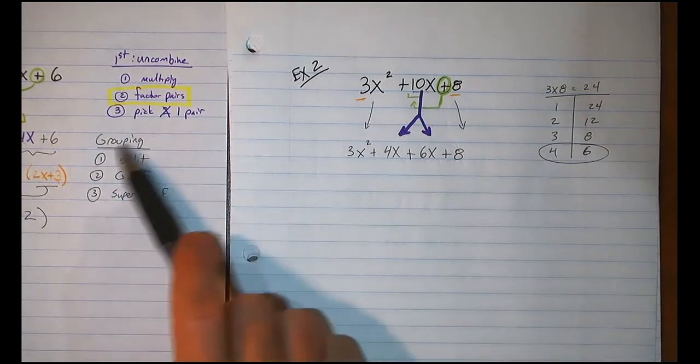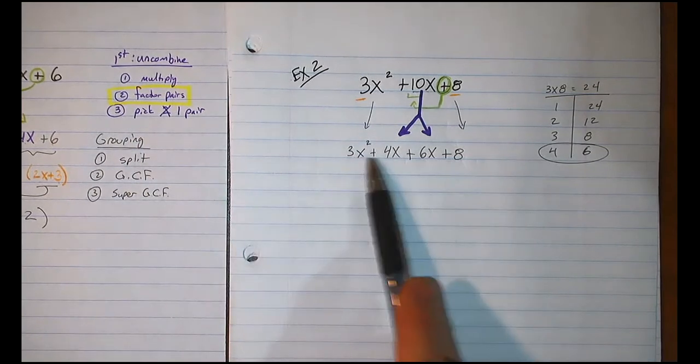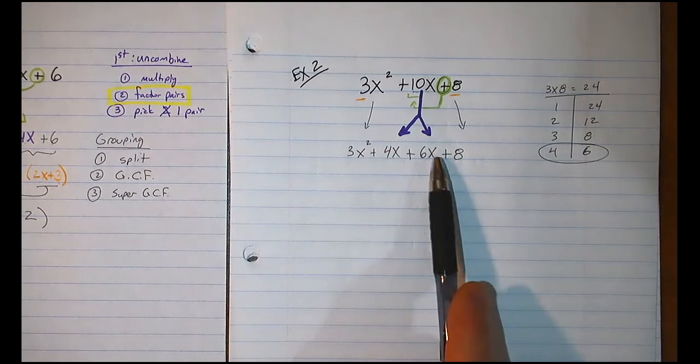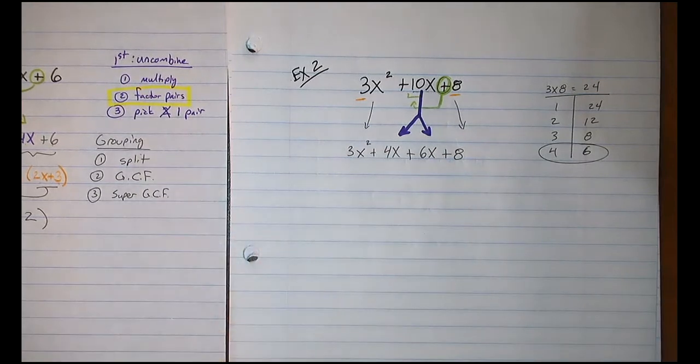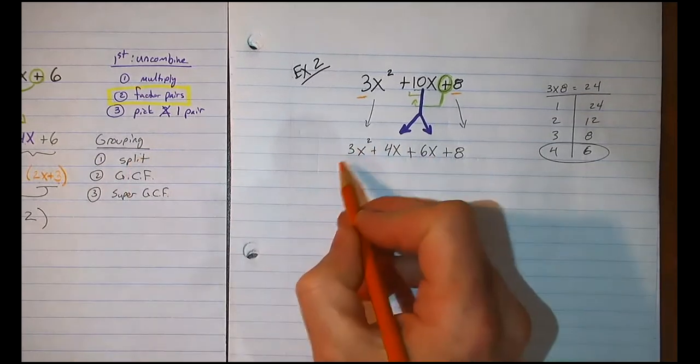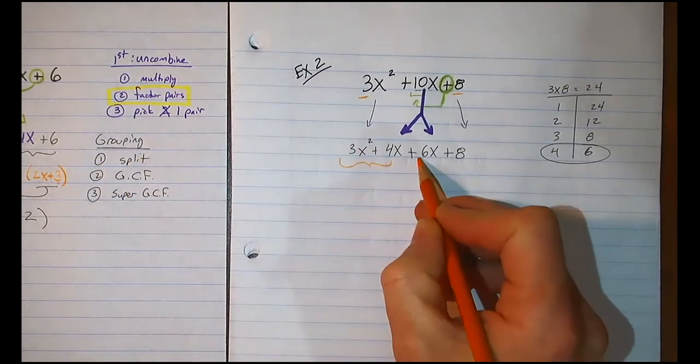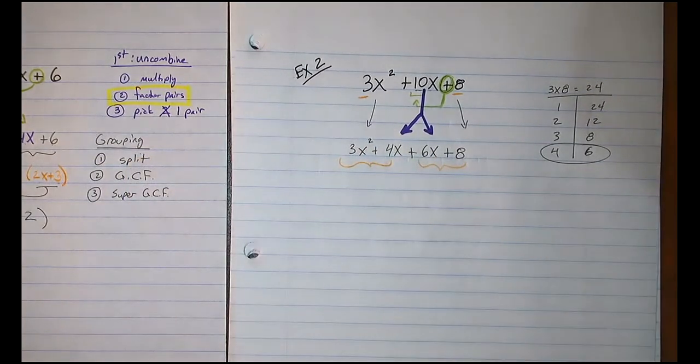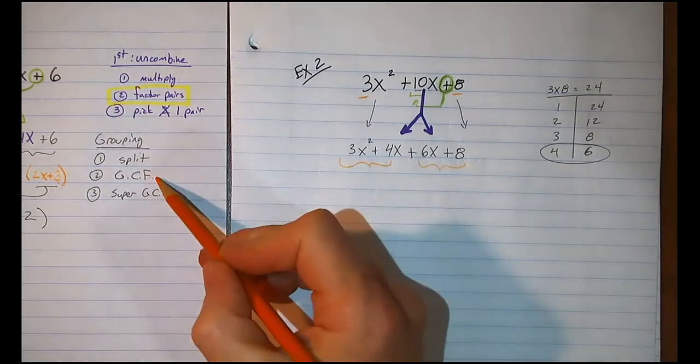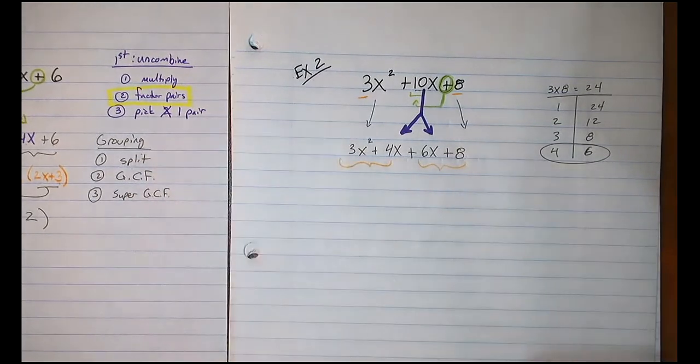So hopefully you ended up with something like this after you tried it. Now we're going to move into grouping. So again, make sure you have this result right now. Pause the video and try to finish the problem out from here. All right, so hopefully you paused the video and you started by splitting this into two groups. So there's my two groups, and finding the greatest common factor of each of those two groups.